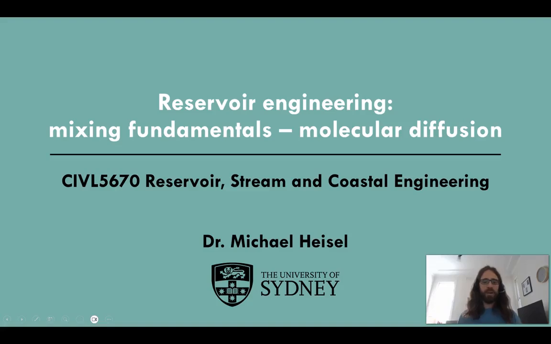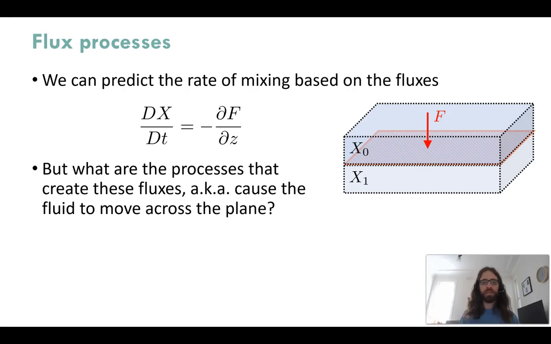Welcome back. So in the previous video, we provided a general definition for mixing and talked about some of the factors that determine it. In particular, what we identified is that the rate at which mixing occurs is largely driven by this idea of a flux. Essentially, a flux is how fast a quantity per unit volume is crossing over a plane into a different region of the fluid. But what we haven't done yet is identify what the processes are within a flow that actually create these fluxes. Essentially, what is causing fluid within region 0 to cross this plane into region 1.